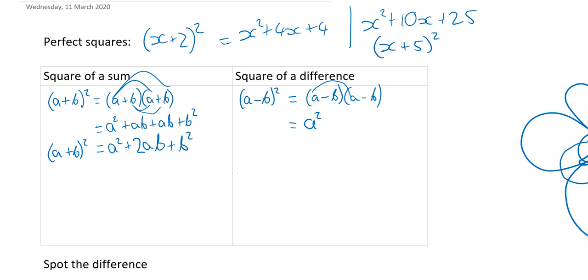And then what? A times a gives me a squared. A times negative b gives me minus ab, good. And then b times, or negative b times a would be another minus ab. But what about negative b times negative b? Plus b squared. Yeah, very good. Okay, so I end up with a squared minus 2ab plus b squared, and that's a minus b squared.